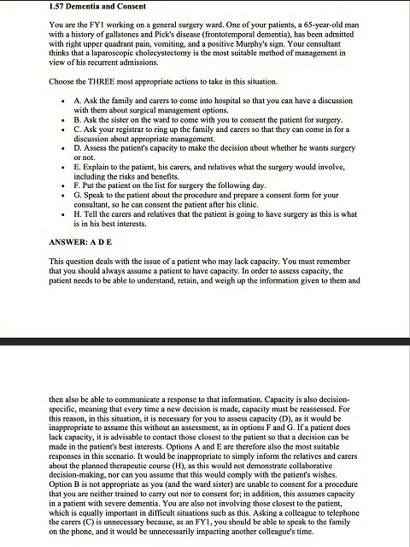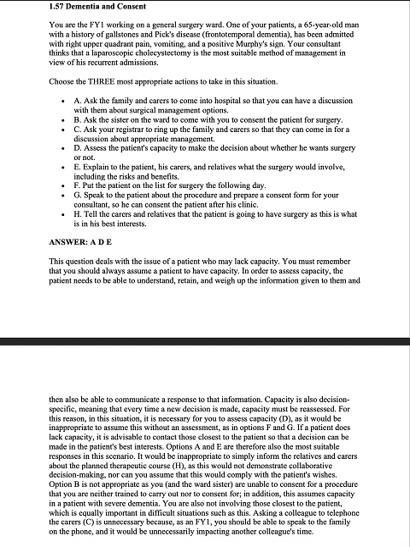A. Ask the family and carers to come into hospital so that you can have a discussion with them about surgical management options. B. Ask the sister on the ward to come with you to consent the patient for surgery. C. Ask your registrar to ring up the family and carers so that they can come in for a discussion about appropriate management. D. Assess the patient's capacity to make the decision about whether he wants surgery or not. E. Explain to the patient, his carers, and relatives what the surgery would involve, including the risks and benefits.